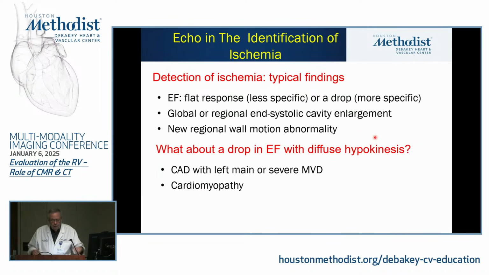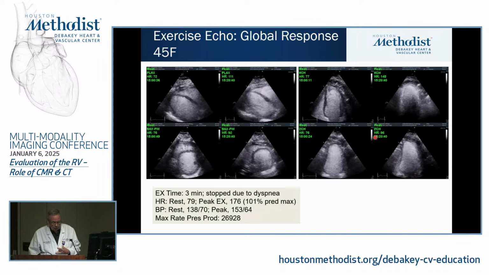Now, if you have a global drop in EF, then what are you dealing with? It's not normal. It's an abnormal response. But you're either dealing with really bad CAD, left main or multivessel, or a cardiomyopathy. And obviously, those are very abnormal responses that you have to put in your report and make recommendations as to what to do next.